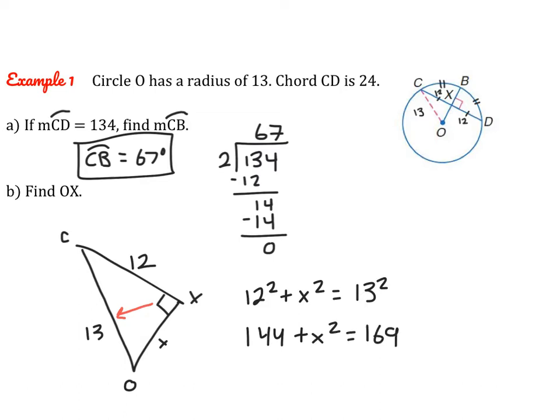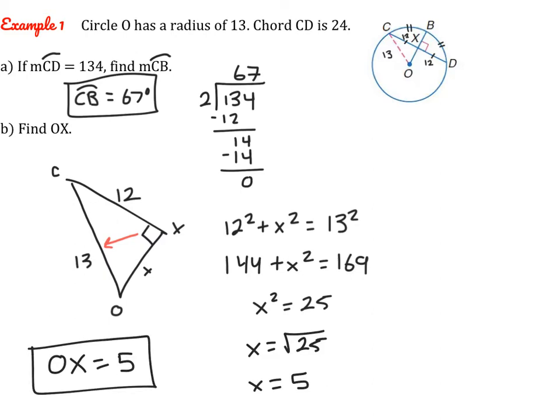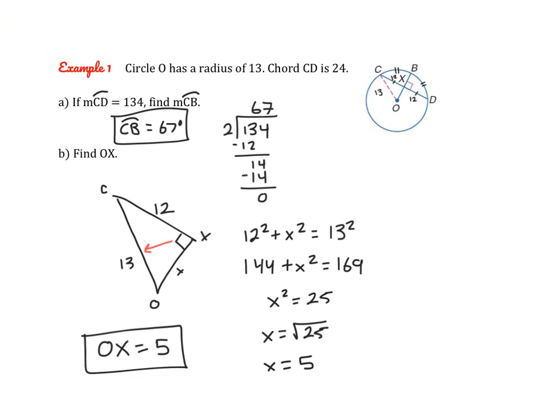If I subtract 144 from both sides, I get x squared equals 25. Remember, the way you undo a square is by taking the square root of both sides, and x will equal 5. So that means that OX, line segment OX, has a length of 5. So always look for ways that we can utilize a right triangle because we know how to work with right triangles.